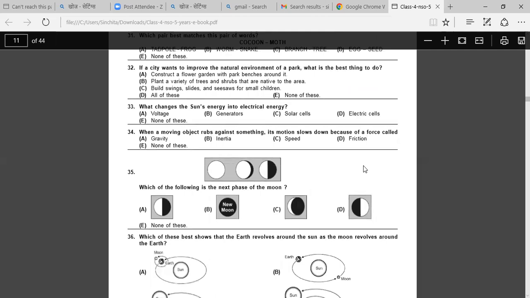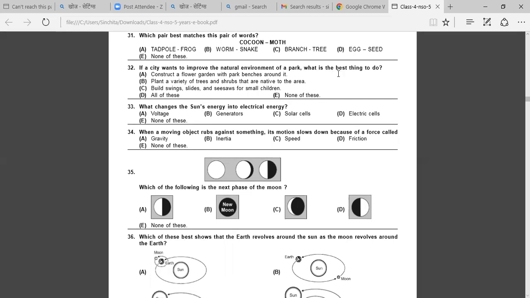Number 32. If a city wants to improve the natural environment of a park, what is the best thing to do? The best thing to do is to construct a flower garden with park branches around it, plant a variety of trees and shrubs that are native to the area, build swings, slides and seesaws for small children. So everything we can find in a park. All of this will be the correct option.